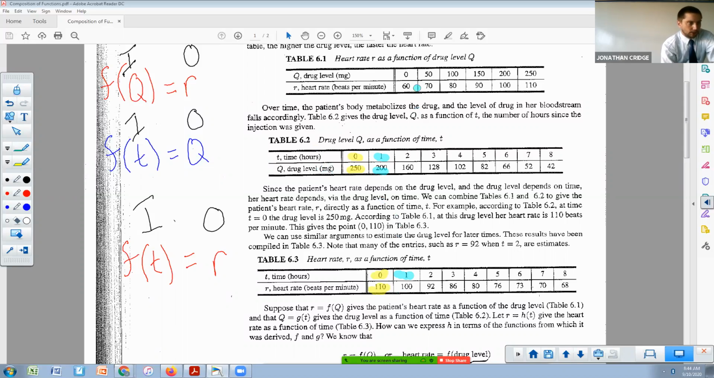And when the drug level is 200, if we look back up at table 6.1, what happens when the drug level is 200? The heart rate is 100. And that's how we came up with this value down here. Okay? So the reason this might be nice is if you're a doctor and you want to know the heart rate after, let's say, 5 hours, you don't want to have to go, okay, time, drug level, heart rate. You just want to know after 5 hours, what's the heart rate? And so we combined the first 2 tables into that third table. Okay, so this is an example of what's called a composition of functions.